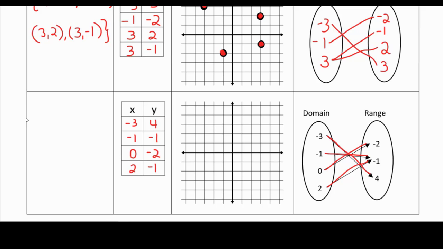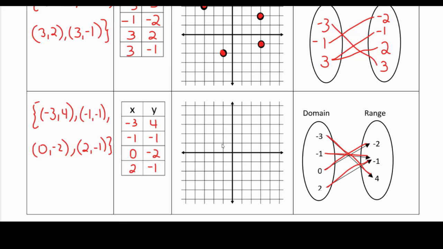Now with that, I can write my list of ordered pairs, starting with the curly bracket. So this would be -3, 4. And then this would be -1, -1. Then I'm going to continue down here. I have open parenthesis, 0, -2, I have 2, -1, and I close parenthesis.